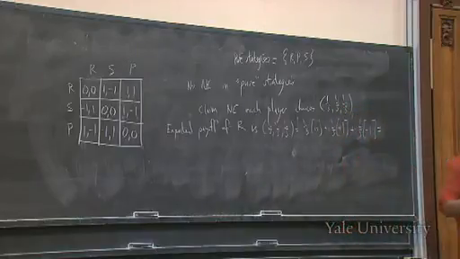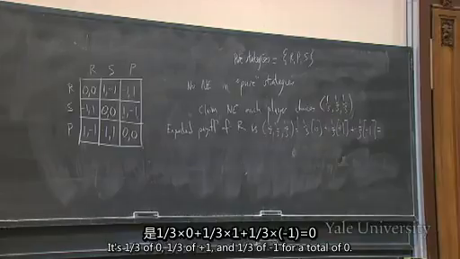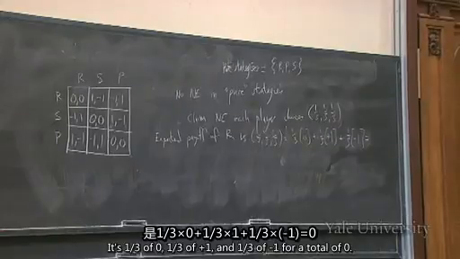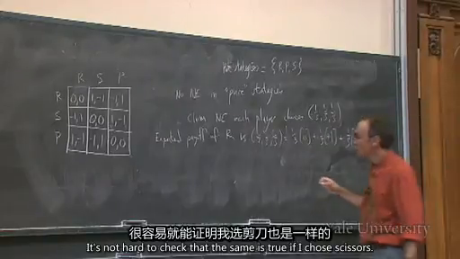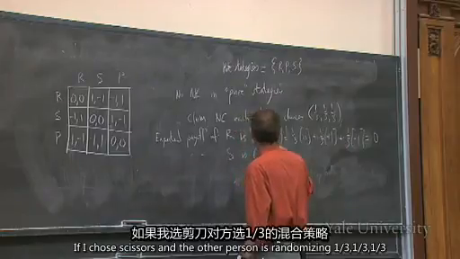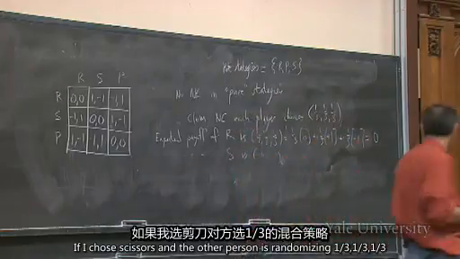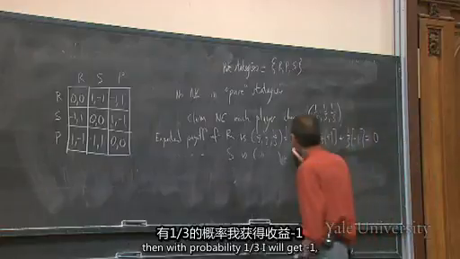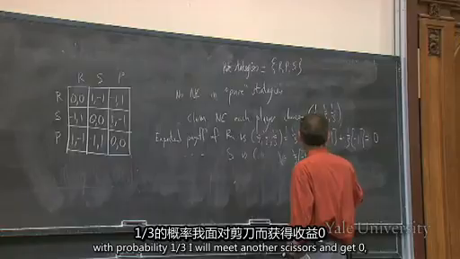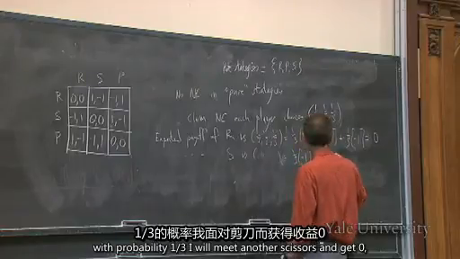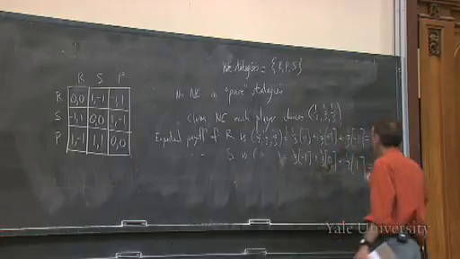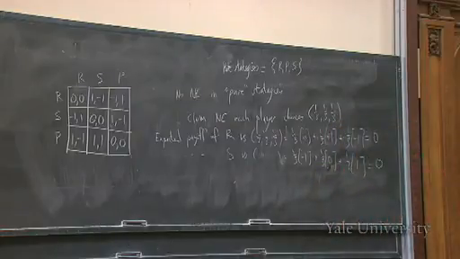So my expected payoff is what? It's a third of 0, a third of +1, and a third of -1 for a total of 0. Right? And it's not hard to check that the same is true if I chose scissors. If I chose scissors and the other person is randomizing a third, then with probability a third, I will get -1. With probability a third, I'll meet another scissors and get 0. And with probability a third, I'll meet paper and get 1, and once again it nets out at 0.